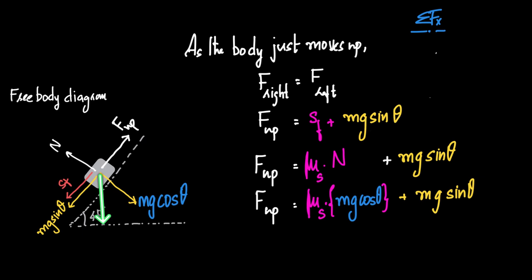But what did we derive as the value of static friction? The maximum value of static friction here would be the coefficient of static friction times the normal reaction. And what is the normal reaction? We derived it to be mg cos theta. So we have F up is equal to mu s into mg cos theta plus mg sine theta. Now, can you do the rest? Well, you should be able to.